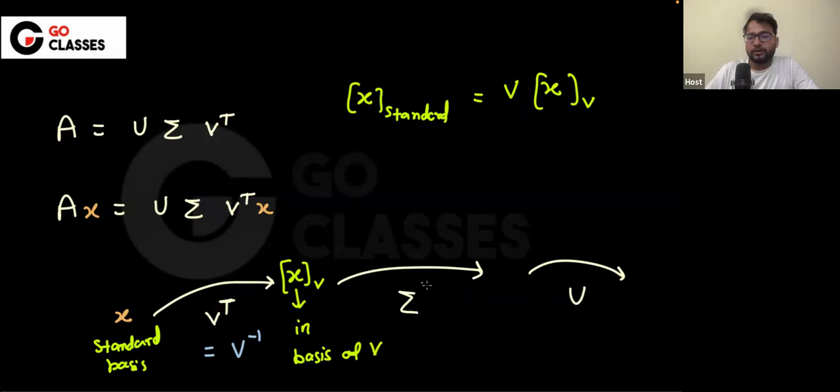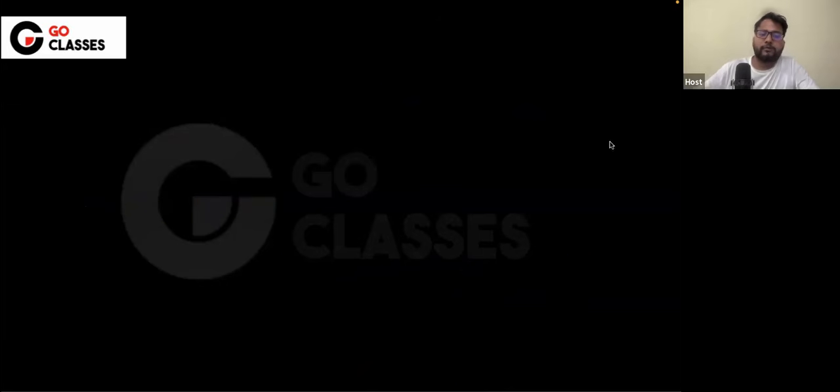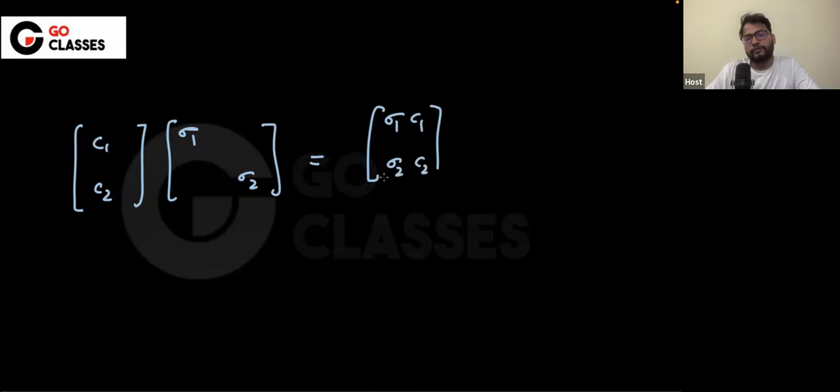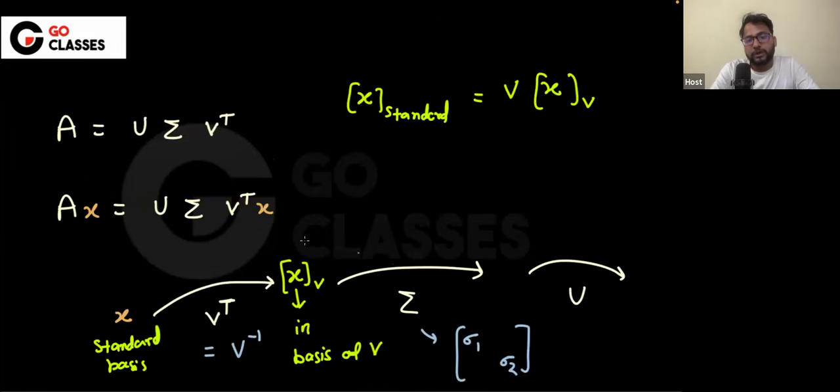Now this matrix is a diagonal matrix, with sigma 1, sigma 2. Let me quickly tell you, we have already discussed this. Suppose you have some diagonal matrix, and you have some vector C1, C2. If you multiply by the diagonal matrix, then the resultant vector will be sigma 1 C1, sigma 2 C2. So which means you're taking X in the basis of V. Basically, you have it in the standard basis, but this V transpose will convert it into the basis of V.